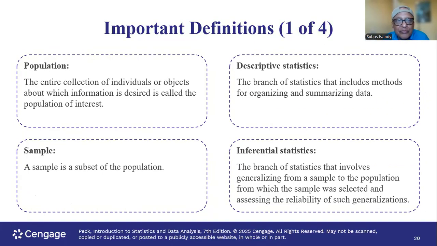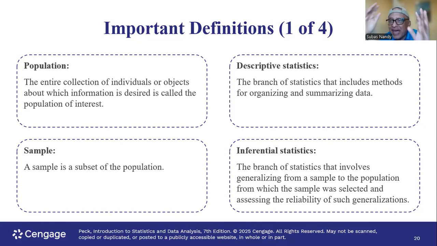Okay. The entire collection of individuals or objects about which information is desired is called the population of interest. In my example, the population is the entire collection of students at your college. Can I reach the population at any one time? No, it's very difficult because the population is large in size. Being large, it takes time to reach everybody in the population. Therefore, we prefer to select a sample, a part of the population which represents the population, and gather some information from the sample.